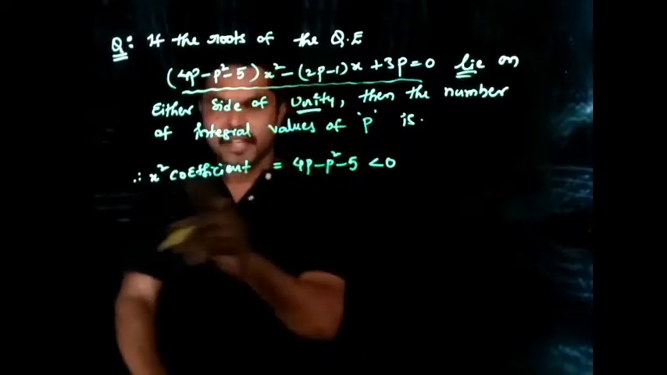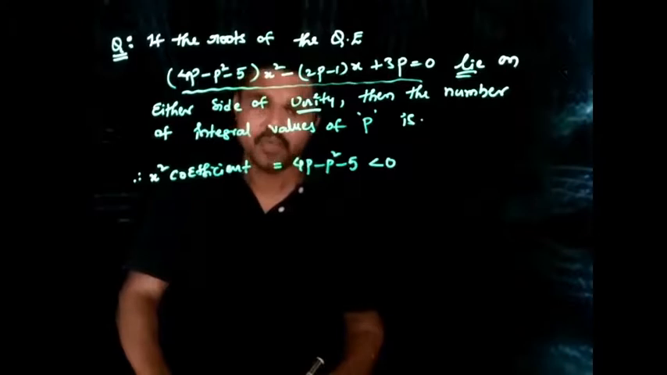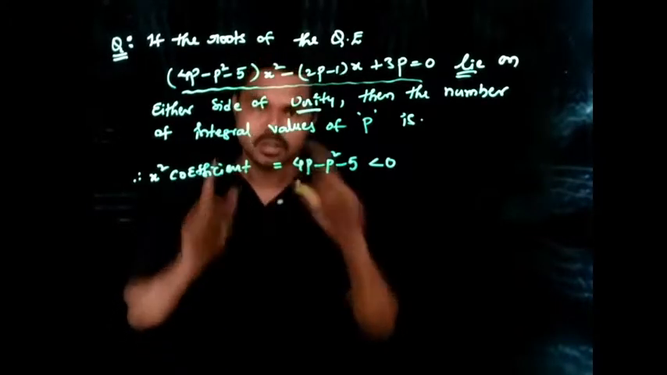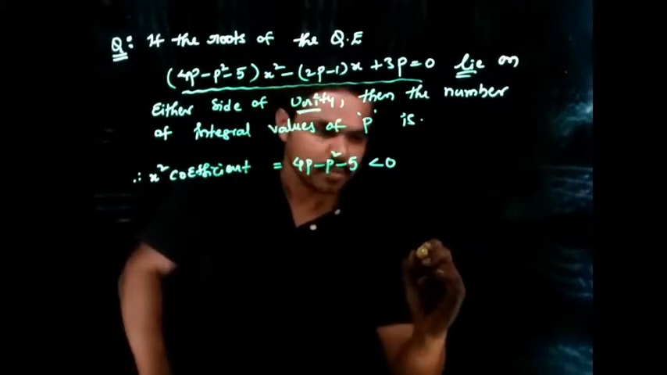When the x square coefficient is less than 0, that means a value in the expression ax square plus bx plus c is less than 0, the parabola shape will open downward. We discussed already. Take the figure like this.